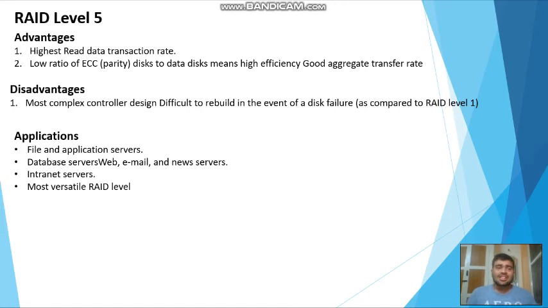First advantage is that there's the highest read data transaction rate. There's a low ratio of error correction to disks. That means you can adequately use disk space and save on costs as well, which was not the case in RAID level 4 and RAID level 3.